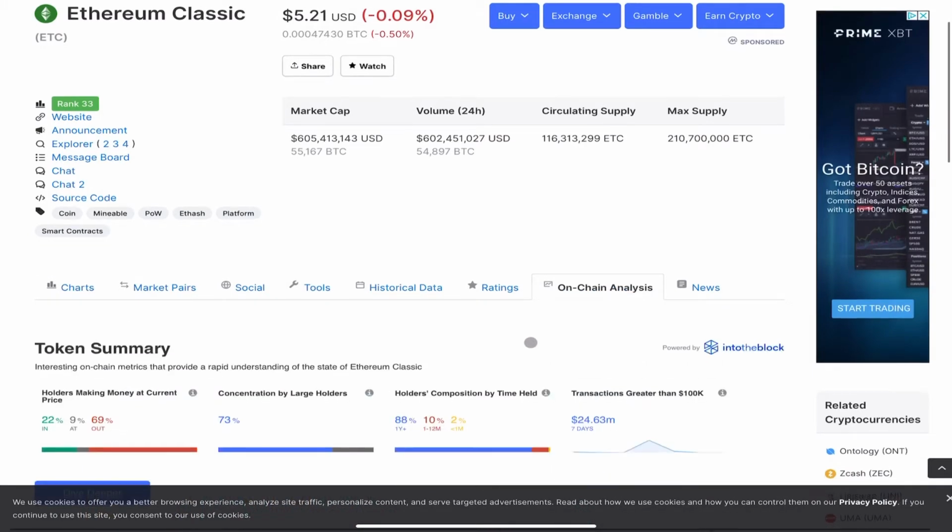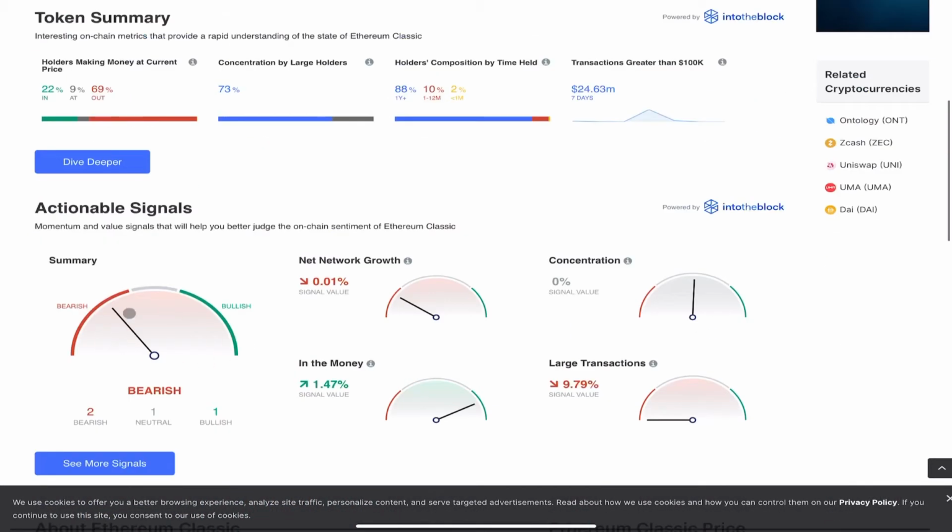On-chain analysis with Ethereum Classic. It seems overall bearish. The network growth is not good. Concentration is neutral. There are lots of people that are in profits, so maybe they're looking for opportunities to sell. There are no large transactions on here.